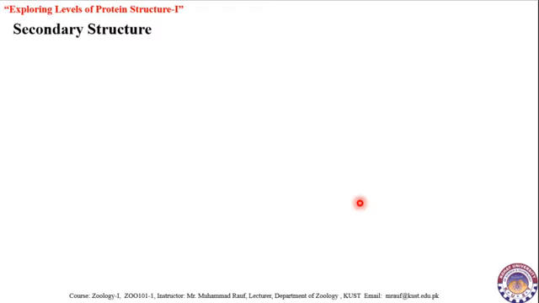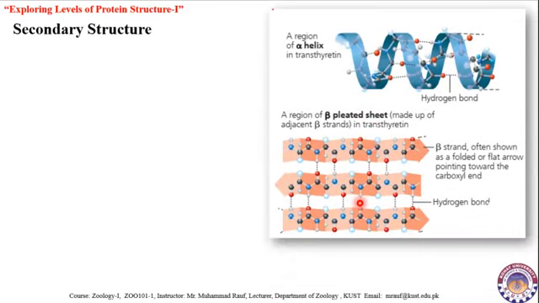So now we study the secondary structure. The primary structure is a linear sequence of amino acids, but this linear sequence has a role, or it determines the type of interaction in secondary and tertiary structures. So let's have a look at the secondary structure of proteins.